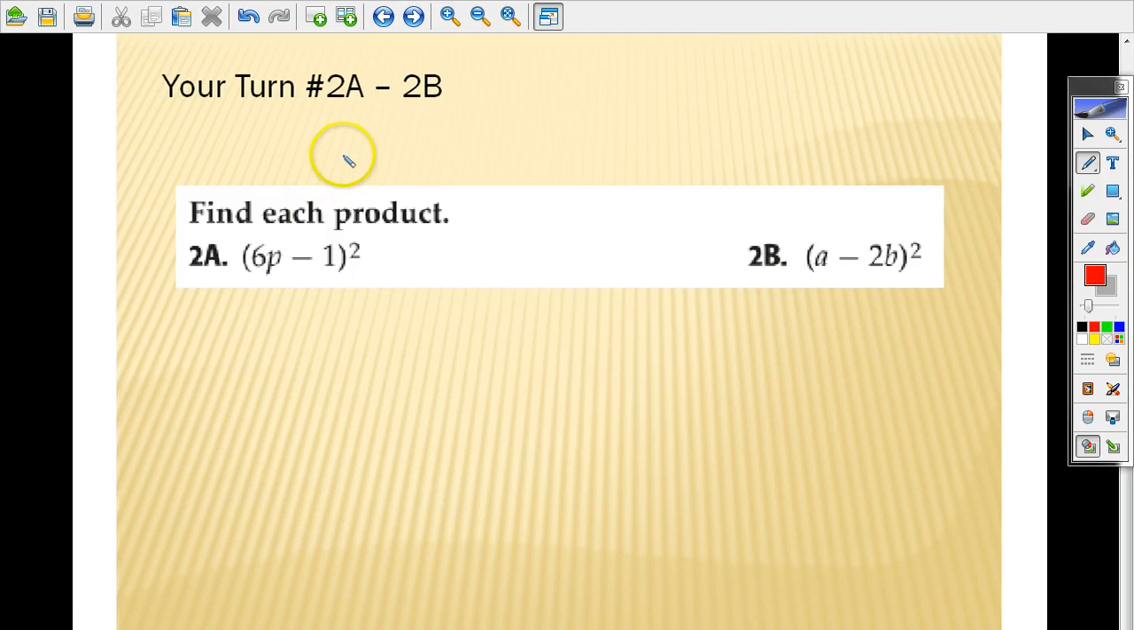Okay, so here's your turn, 2a and 2b. Again, let me write the equation for you. When you have a square of a difference, you're going to square the first term, minus 2ab, 2 times the first and second term, plus b squared. Okay, go ahead, finish those 2a and 2b and come back when you are done.